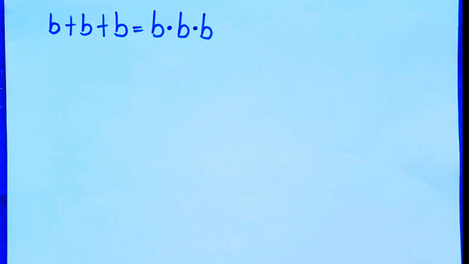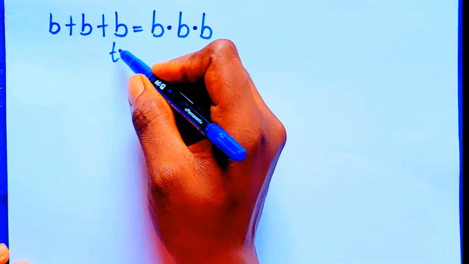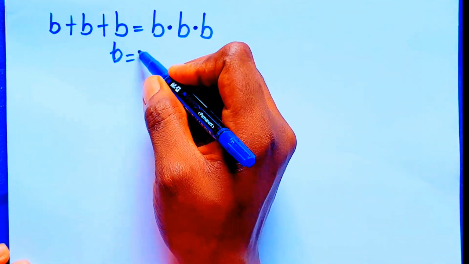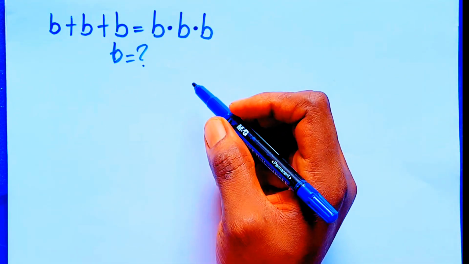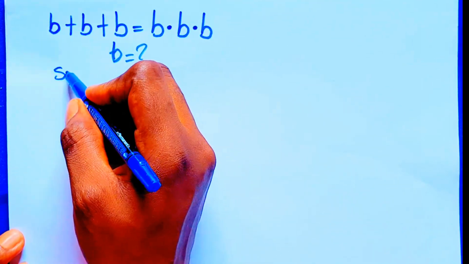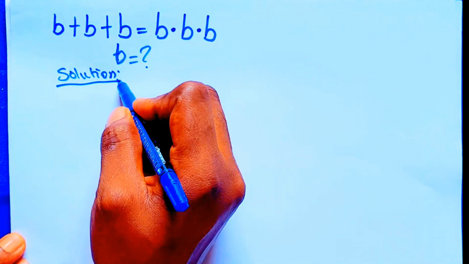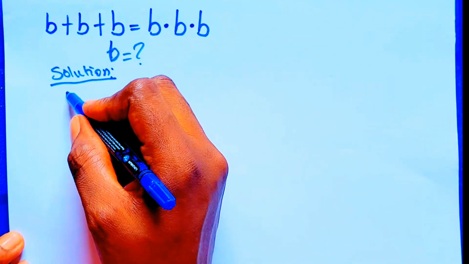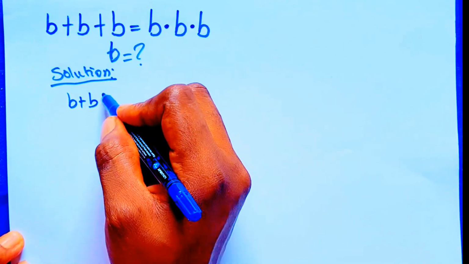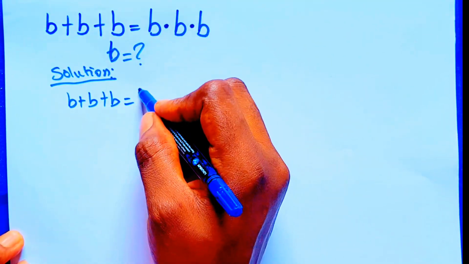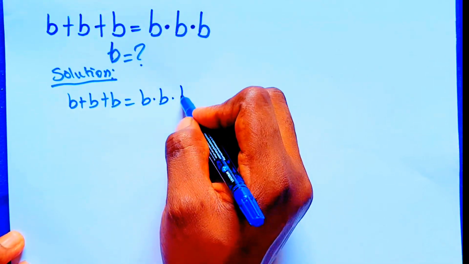We are expected to find the value of b that will satisfy this given equation. Now, from here, let's first of all write the solution. Our question says b plus b plus b equals b times b times b.